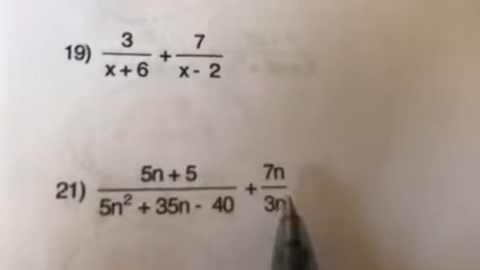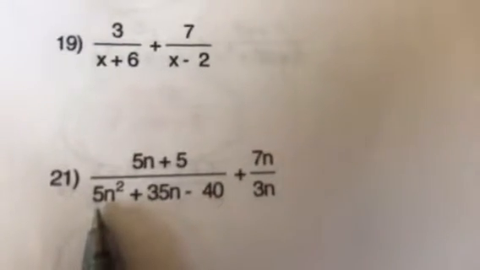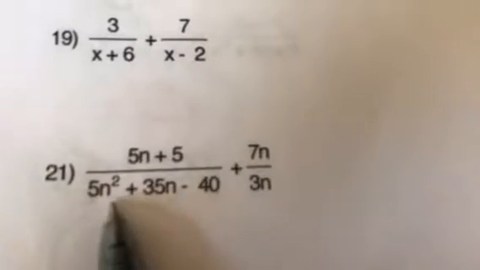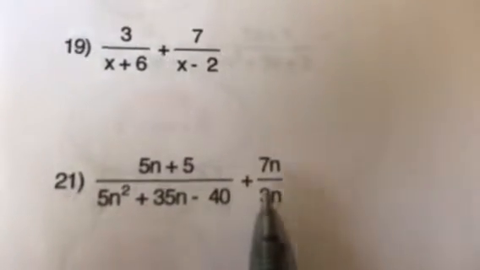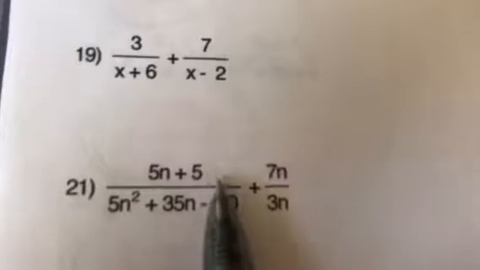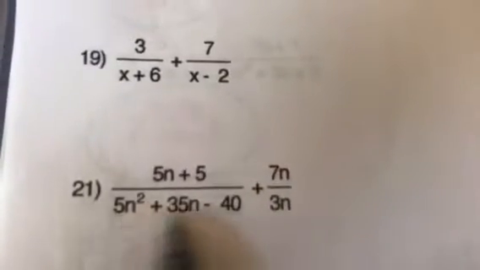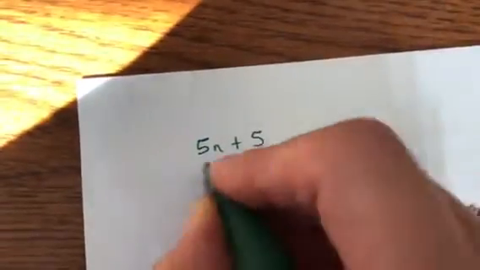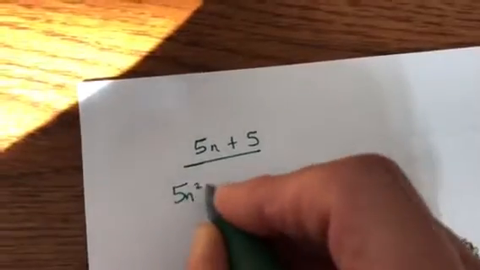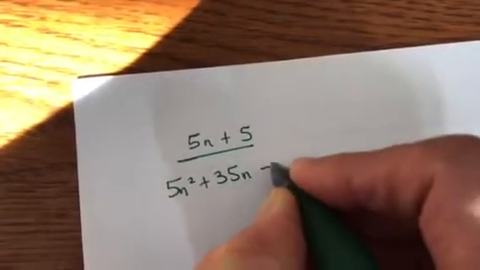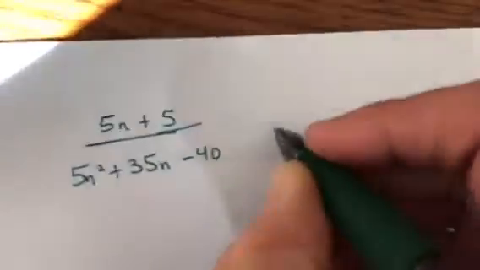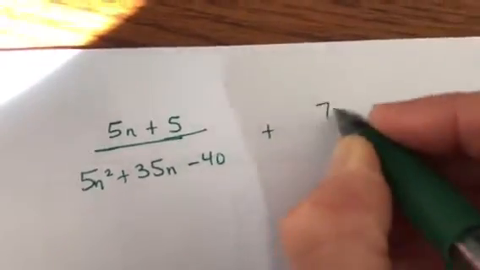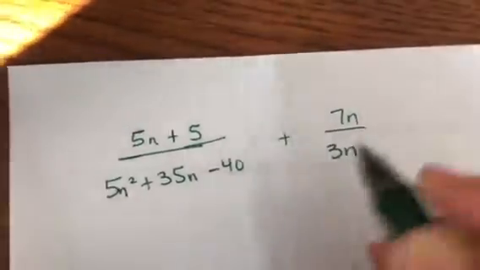So let's just remember, in order to add two fractions, they have to have a common denominator. And they want what the other one has. So this side wants a 3n, and this side wants all that ugliness. So I'm going to come down here and copy this down on my paper real quick. There's 5n plus 5 over 5n squared plus 35n minus 40, and 7n over 3n.